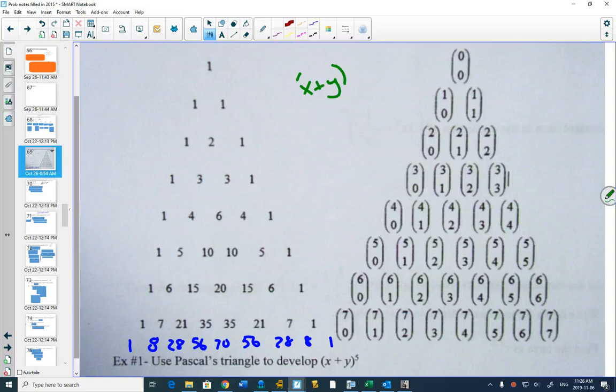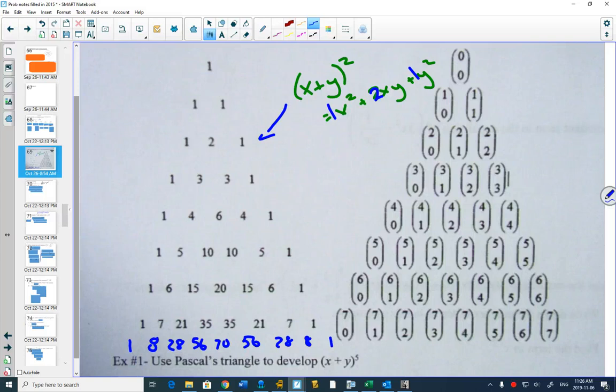Here's the easy one. What's x plus y squared? It's x squared plus 2xy plus y squared. These numbers here, 1x squared, 2xy, 1y squared, they come from right there, 1, 2, 1. If you did x plus y cubed, it would be x cubed plus 3x squared y plus 3xy squared plus y cubed. Comes from those numbers.